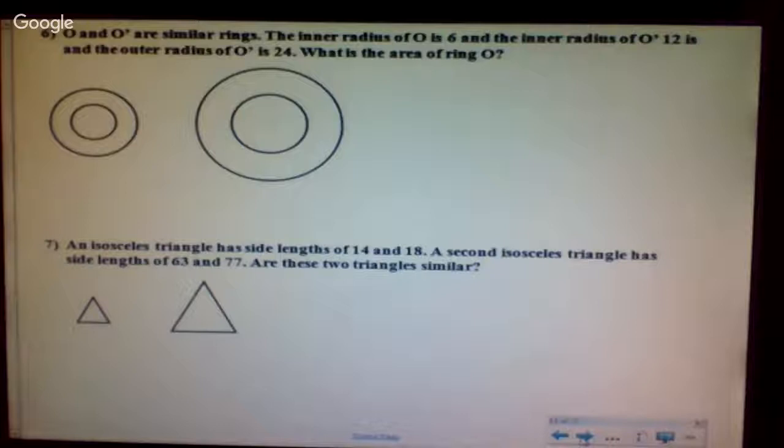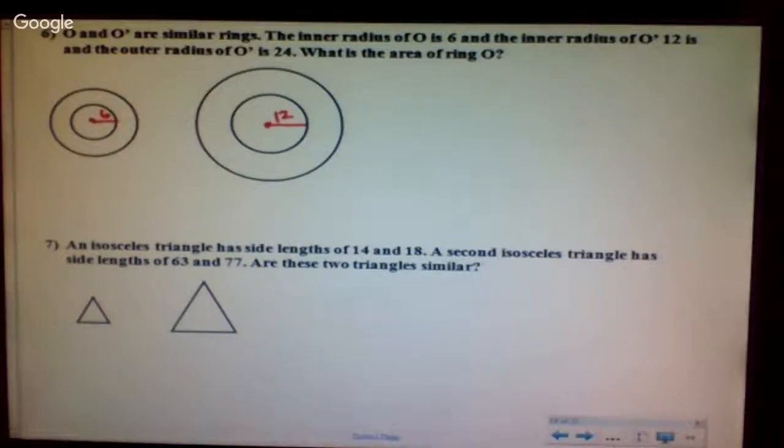Okay. This time we're talking about rings. If you need the picture, draw a picture. It says O and O prime are similar rings. The inner radius of O, when they're talking inner radius, they're talking from the center of the circle to that first little circle. It's the inside circle, and that is a 6. The inner radius of this one is a 12.